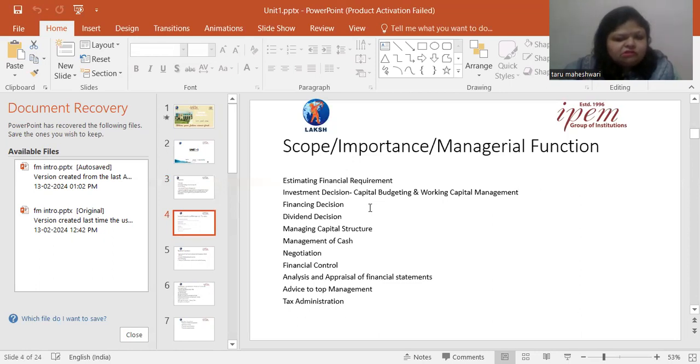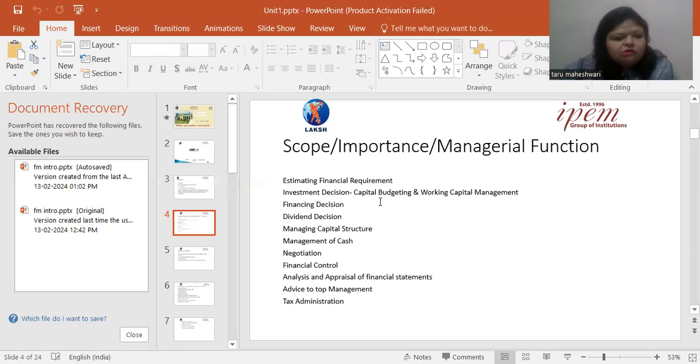Now, coming to the scope and importance of the managerial functions of finance, the first function is estimating financial requirements. Here, the first concern is how much funds the company needs for running its business, what the capital structure of the business should be, and what the total capital is which the company needs for running the business.